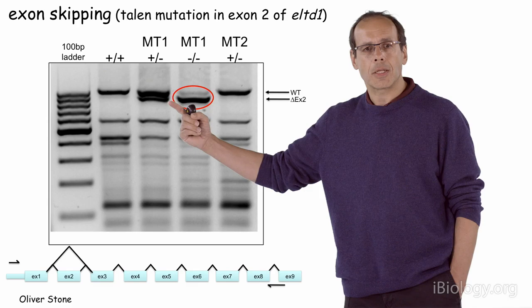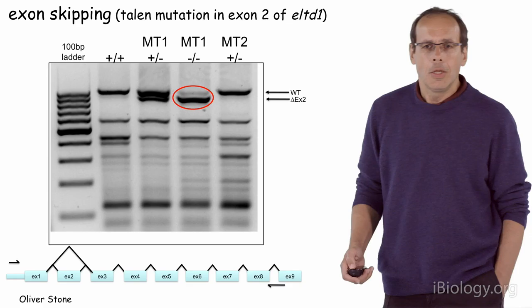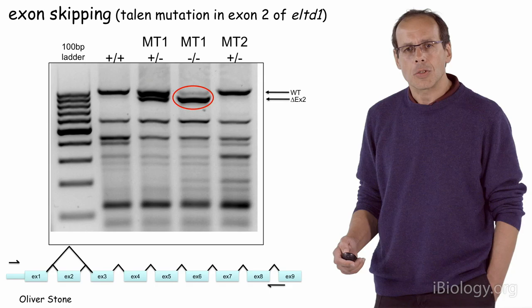And this band comes from the skipping of exon 2, as you can see there. So there are essentially, as I said, many ways by which the genome can circumvent what looks to be severe lesions.